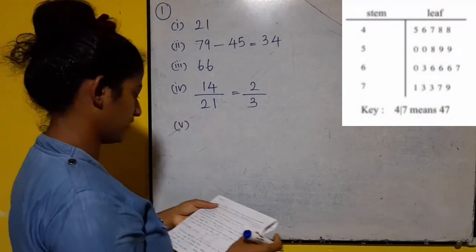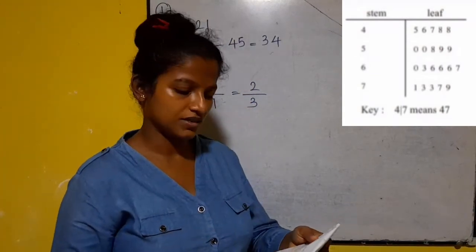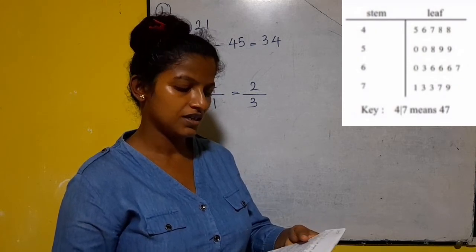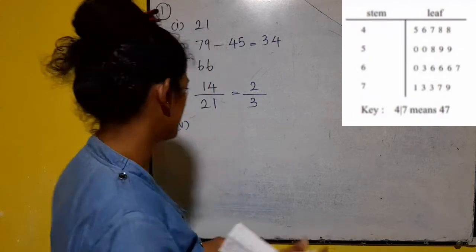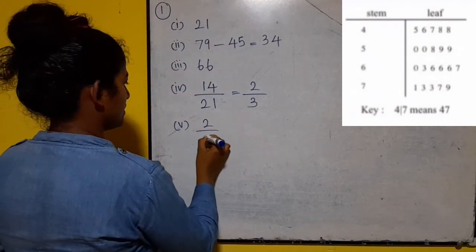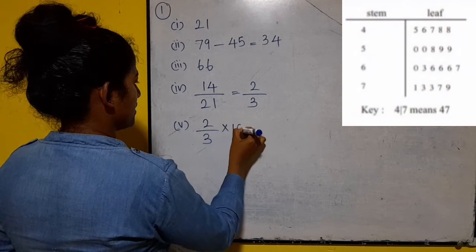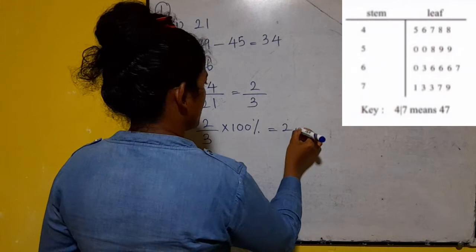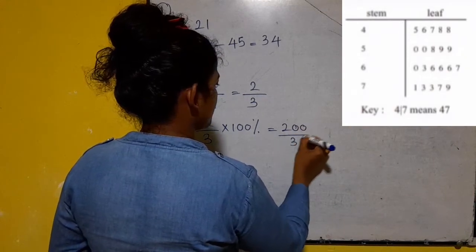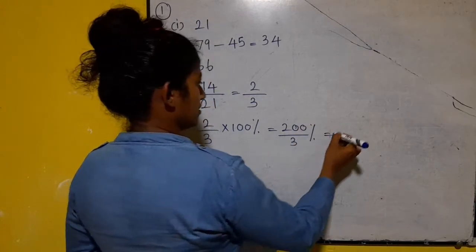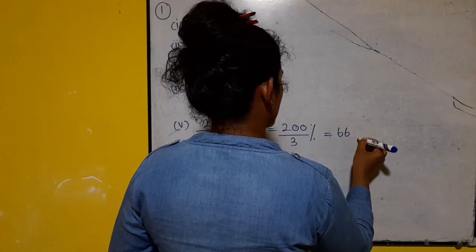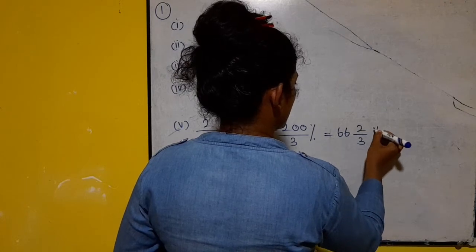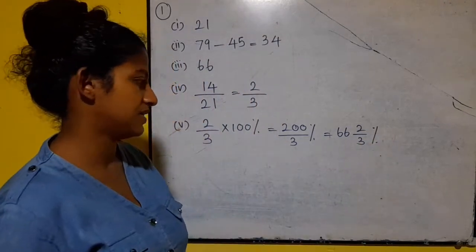Last question, question number 5. Hence show that the percentage of the schools which more than 50 students visited is more than 65%. You have to denote it as a fraction multiplied by 100%. Then 200 divided by 3, that is 66 and 2 over 3. This is more than 65%.